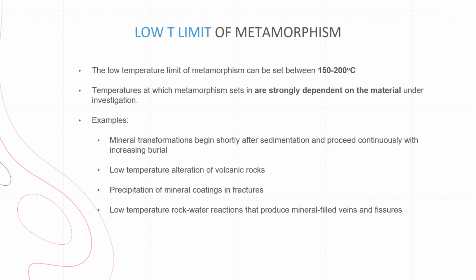First of all, let's talk about the low temperature limit of metamorphism. So this low temperature limit, meaning the lowest temperature at which metamorphism can happen, would be set between 150 degrees Celsius to 200 degrees Celsius. And the temperature where this sets in is strongly dependent on the material under investigation.